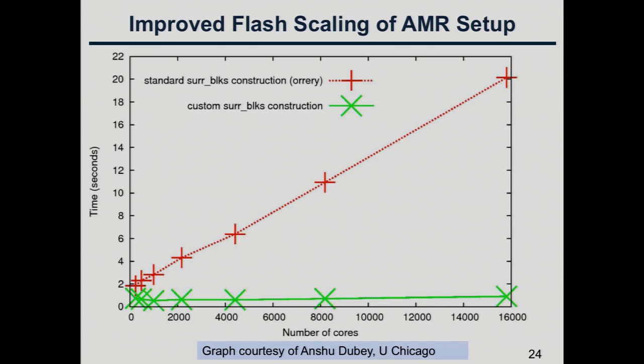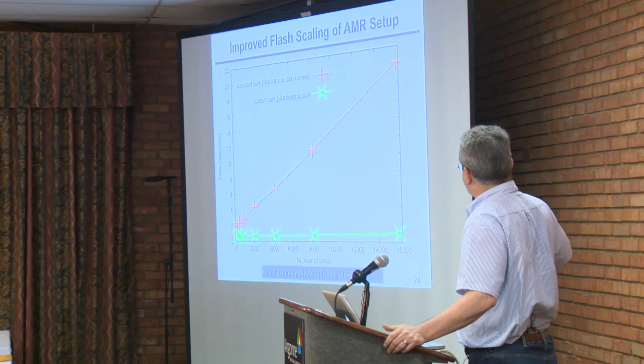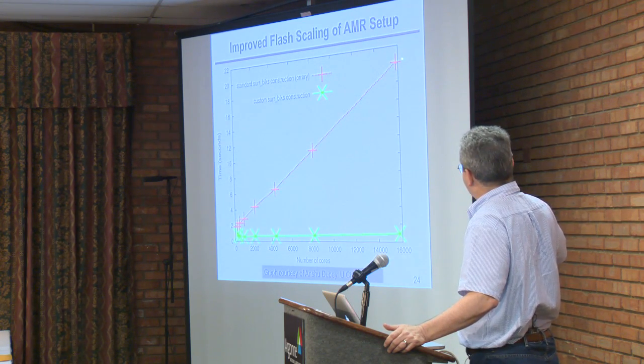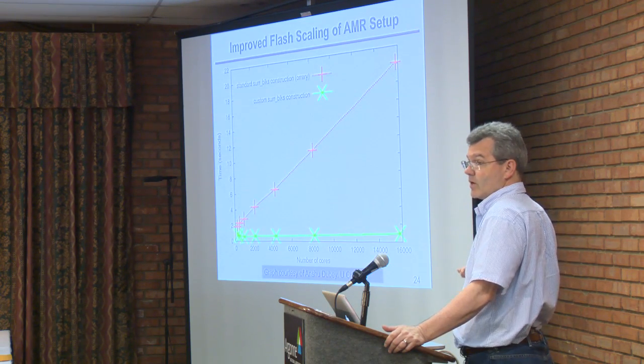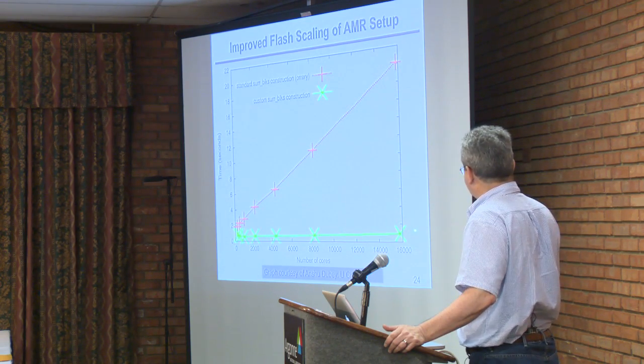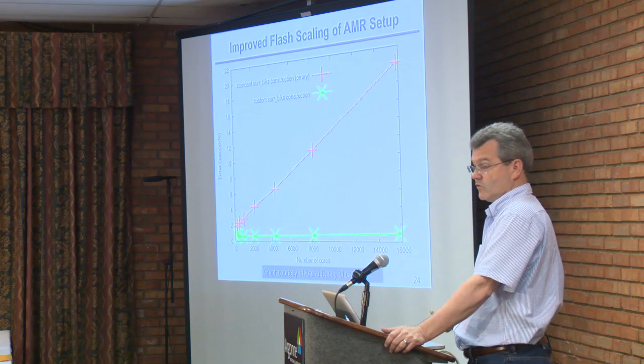And so what they did is they built a custom surrounding blocks construction so that instead of having to find out the information from everyone, you'd ask some processors that were in your neighborhood and that they were the ones that were likely to have your surrounding blocks. And by using this custom surrounding blocks construction, in fact, they got scalable performance. And so the time that was spent in this phase did not increase as we increased the number of processors in a weak scaling experiment. And so the difference between this, where the time is increasing as we increase the number of processors, and the time is flat as we increase the number of processors, that's the difference between scalable performance as shown in the green and non-scalable performance as shown in red.